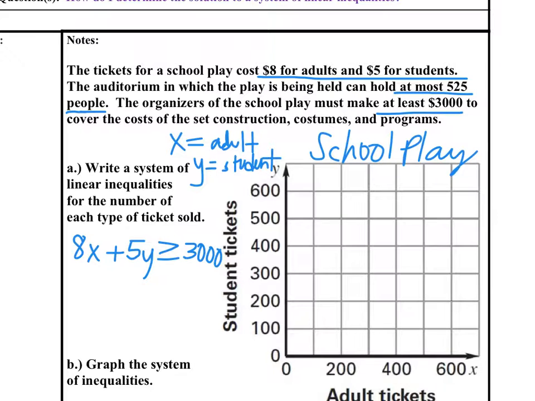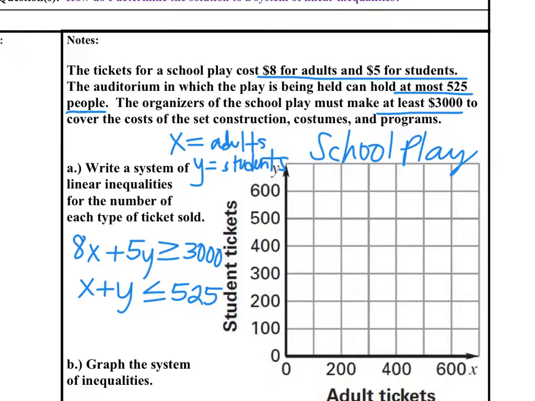We have x plus y. We have a total of 525 people, so it's x plus y, the people together, because x stood for adults, y stood for students, and that has to be at most 525. Can we have more than 525? No, at most. I mean a maximum of 525, so it has to be less than or equal to. You can't have anything more than 525, or who knows what will happen to the auditorium. Okay, those are your 2 inequalities. I don't see any other numbers we need to use. We should be good. Now we need to graph it.